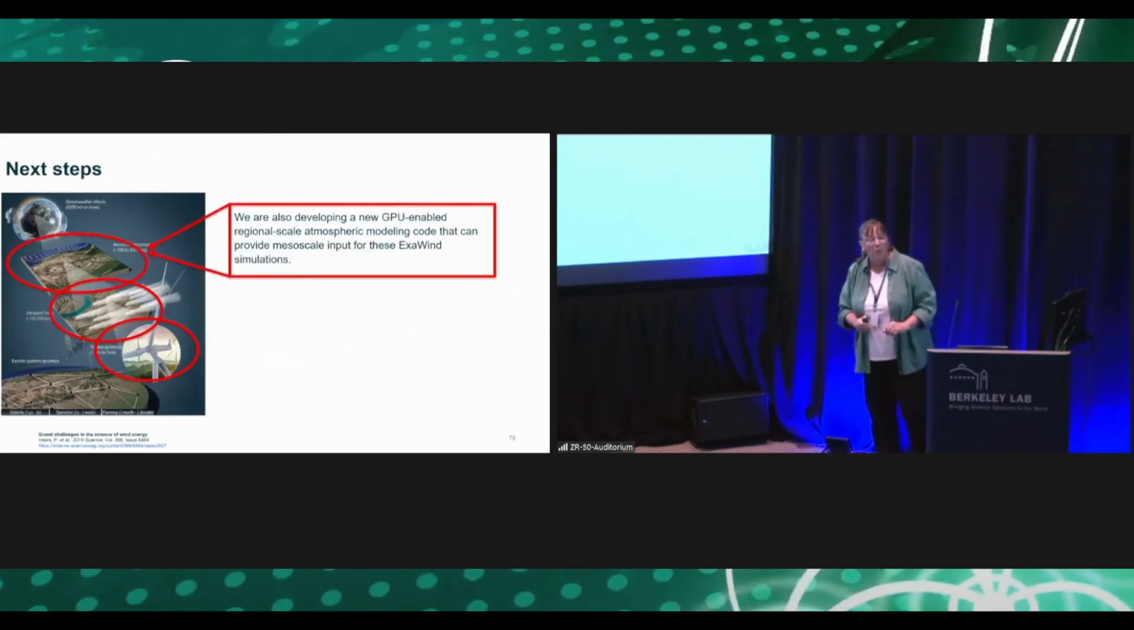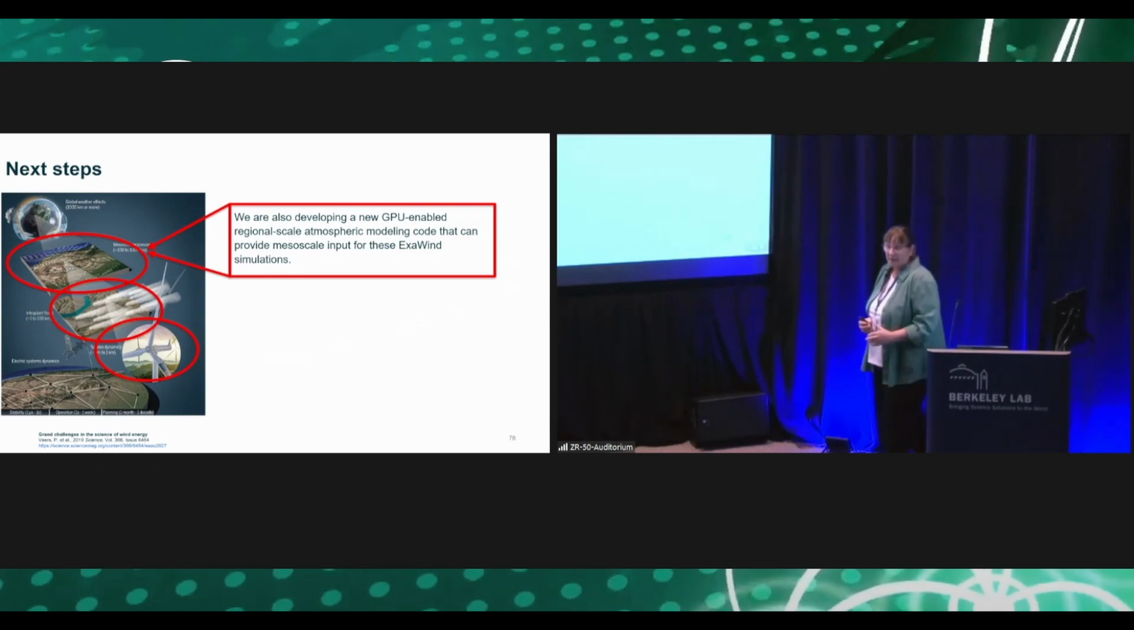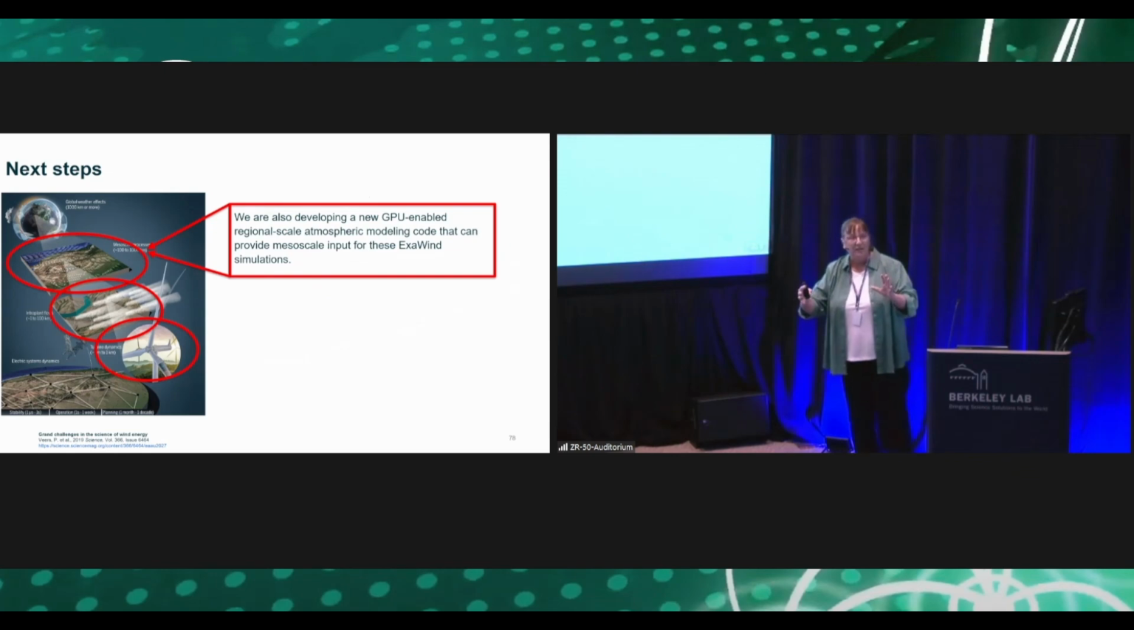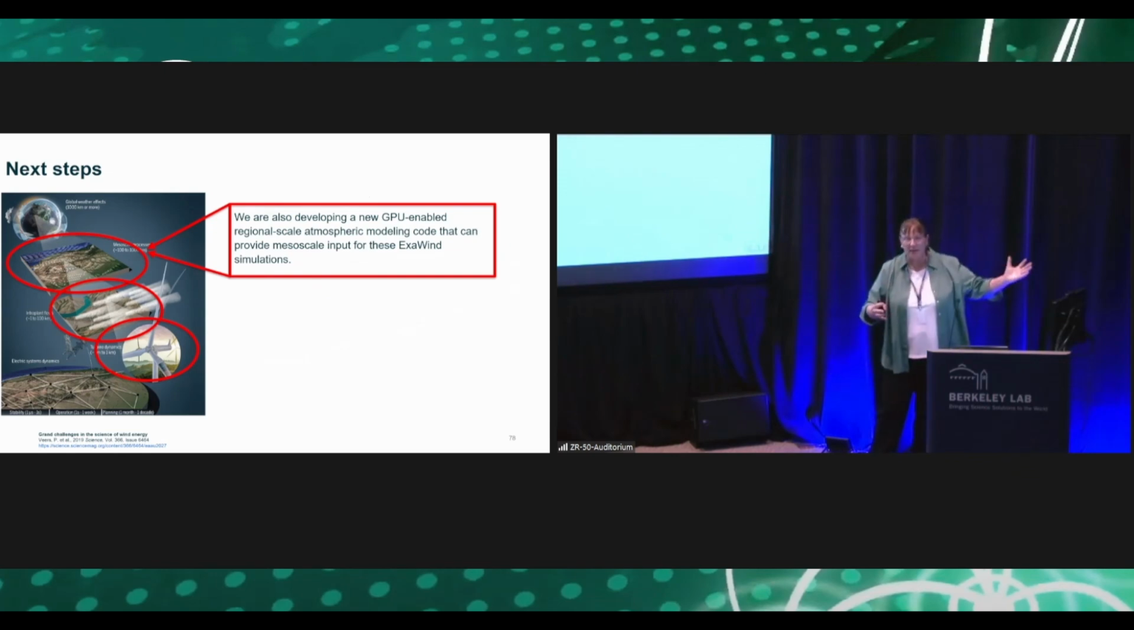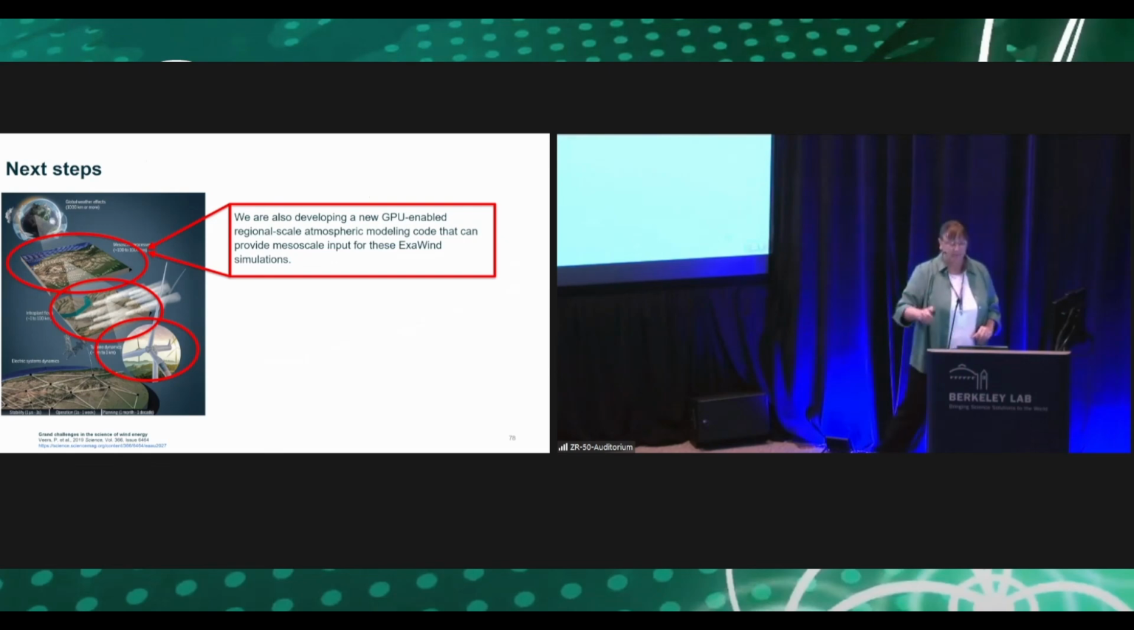One of the things that we're working on: there are a lot of atmospheric models out there, and it turns out that a lot of them have been around for quite a while. They were not designed to run on exascale computers. We happen to be big believers in running on exascale computers. So we're building a new GPU-ready model that we can add to this ExaWind suite, and we'll be able to provide the mesoscale input. It's one thing to run one of these in isolation, but you can't see a hurricane coming if you're giving it sort of idealized boundary conditions. So that's a capability that we're developing.